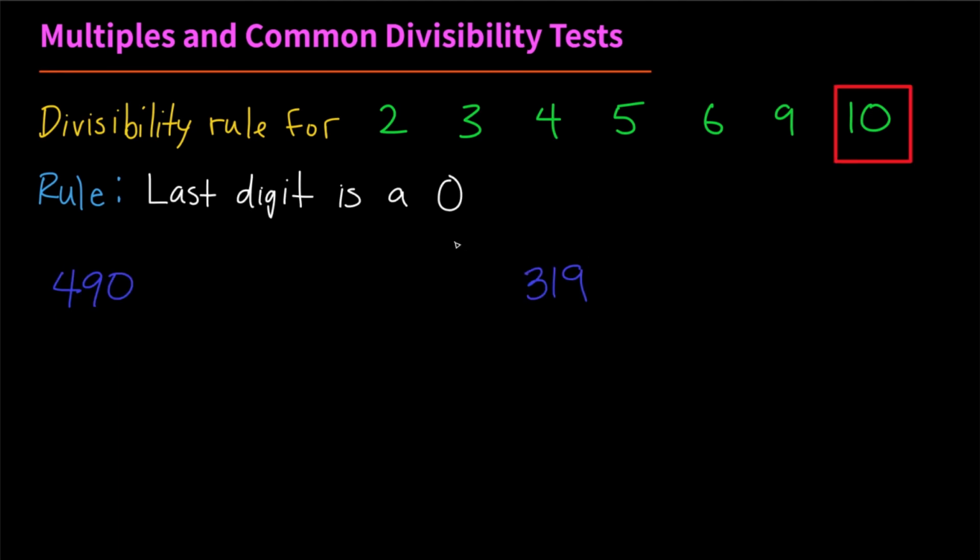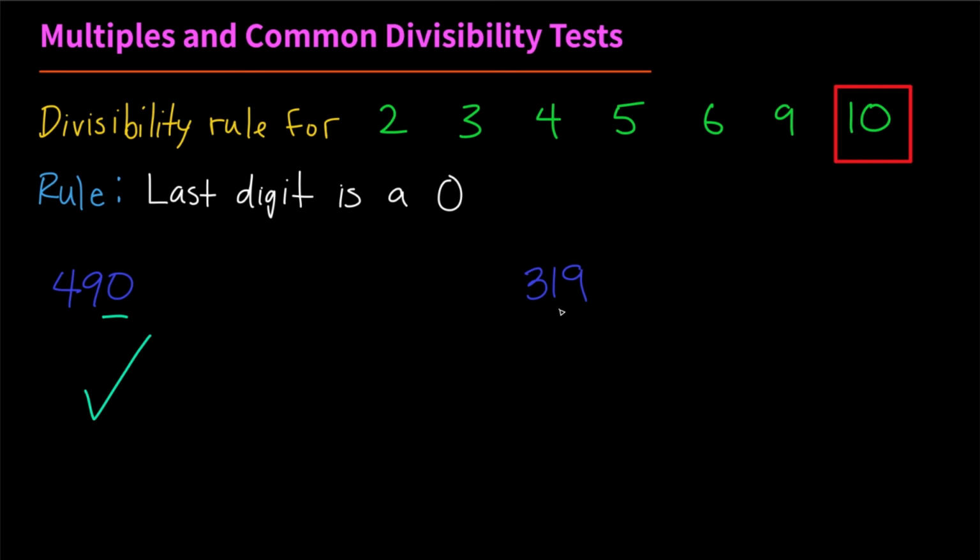And our last rule is the divisibility rule for 10, and that rule is the last digit is a 0. We've got to remember we're talking about whole numbers here. We have 490. We want to see if this is divisible by 10. We check the last digit. This ends in a 0. That means 490 is divisible by 10.